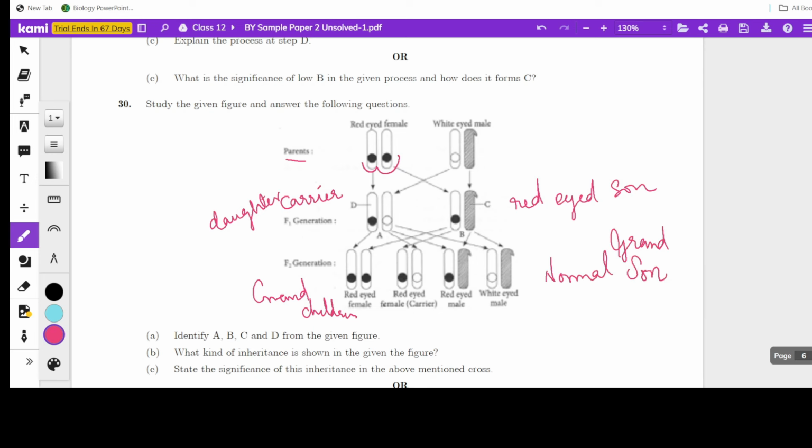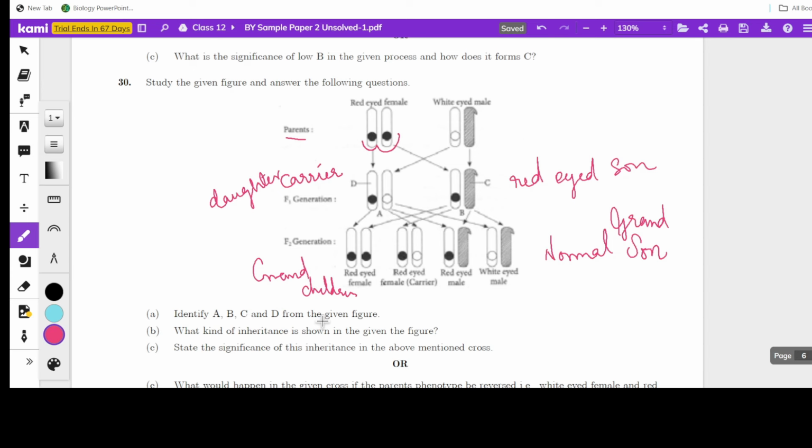Let's see the questions. Identify A, B, C and D from the given figure. Let's see what A is. Here it is A. Yes, it is a carrier daughter. The red-eyed gene, the X gene, is there in the daughter, but it is not expressed. And B, the red-eyed son. One X is there, so it will get expressed. So it is the red-eyed son, B. And C, it is a Y chromosome. And D, where is D? The X gene carrying the red eye. Carrier X.